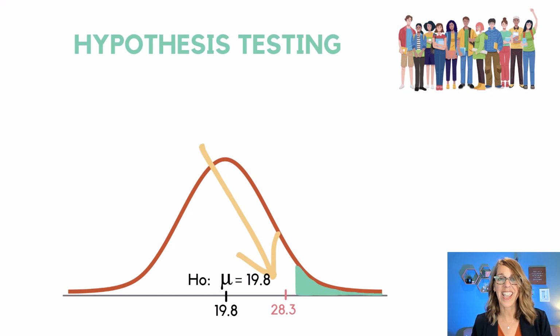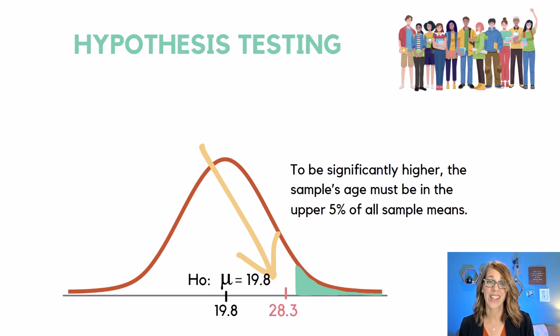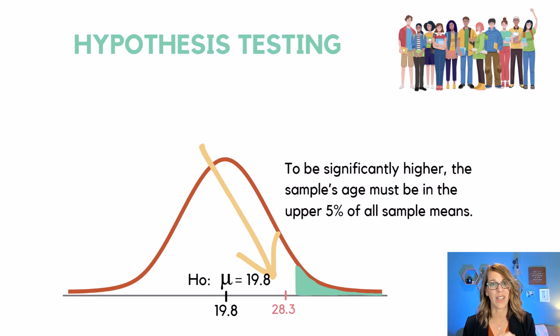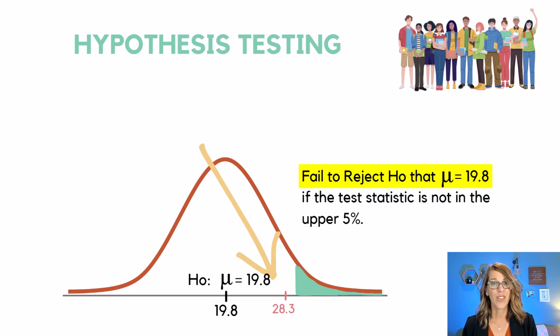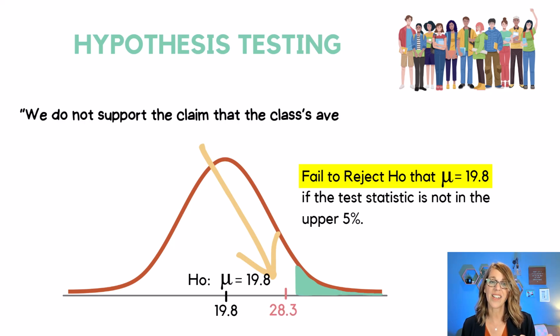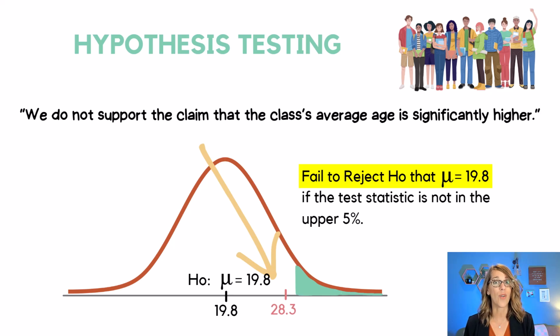But what if it didn't land in that top 5%? Remember, we needed it to be in the top 5% to be significantly higher. It isn't, so we are not going to reject. And as statisticians, we say that we fail to reject that null hypothesis. Our conclusion here is that we do not support the claim, or we could say that we don't have enough evidence.